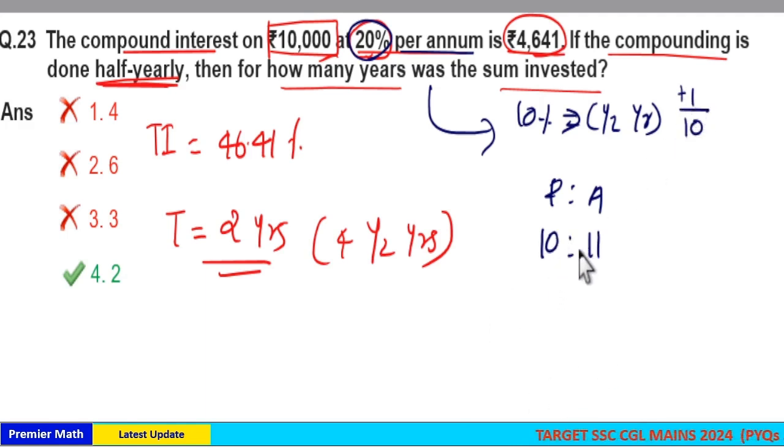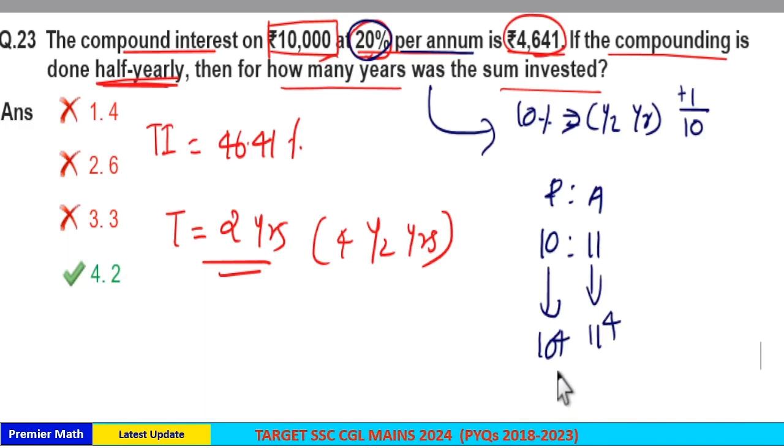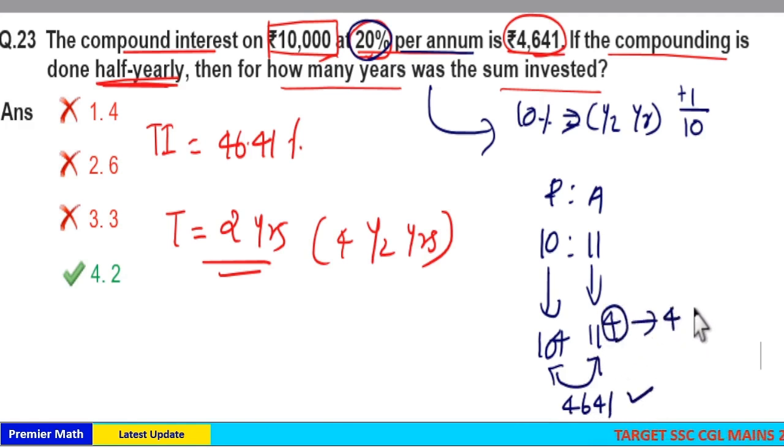Now this is for 1 half year. But here the principal is given as 10 raised to 4, which means the amount should be 11 raised to 4. And if you take the difference between 11 raised to 4 and 10 raised to 4, which is equal to 4641, which is correct. Which means here the number of years is 4 half years, which is equal to 2 years.